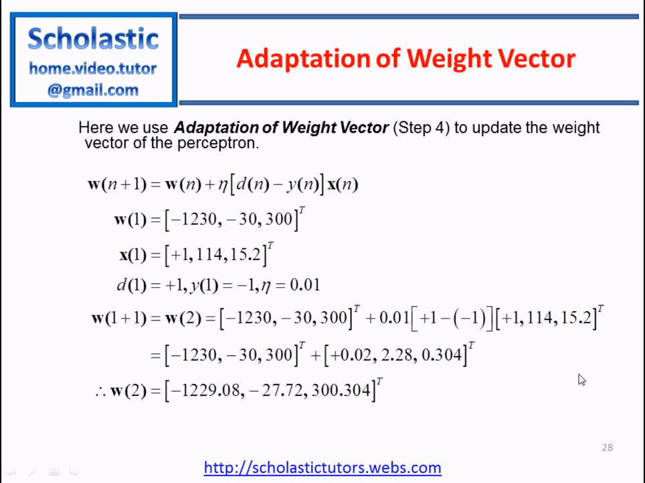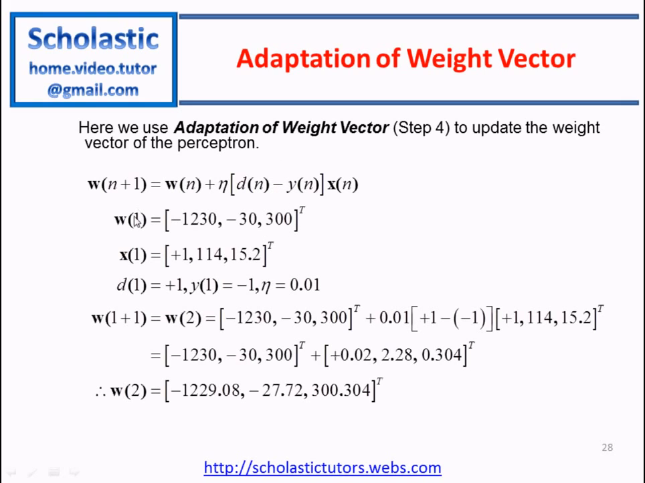So now we come to this adaptation vector business. We have an equation where we find the new weight by using the previous weight. The desired output was plus 1, but we got minus 1 as the output from the system. Therefore, we have a positive 2 here.